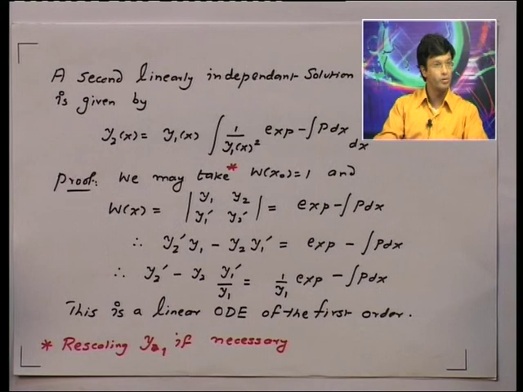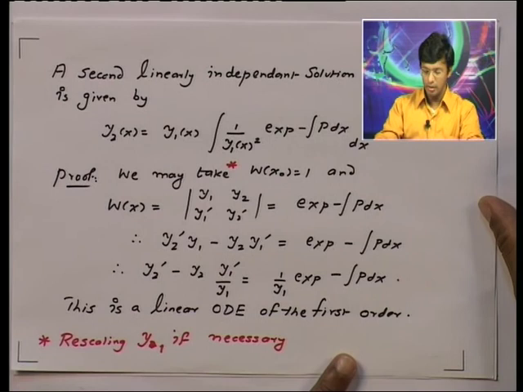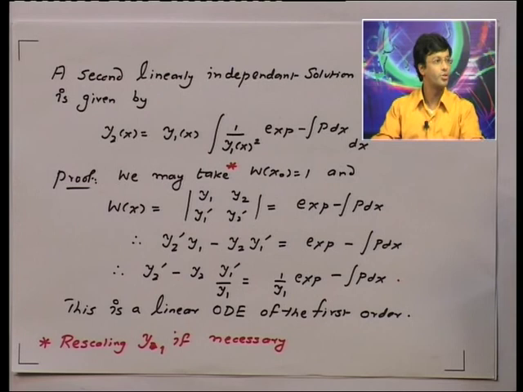This will only work in those intervals where y1 is not 0. If y1 is 0, this division is not allowed. So, we assume that y1 is not 0 and you work in that interval where it is not 0. So, what do you get? What is this over here? That is an ODE for y2, a linear first order ODE for y2.